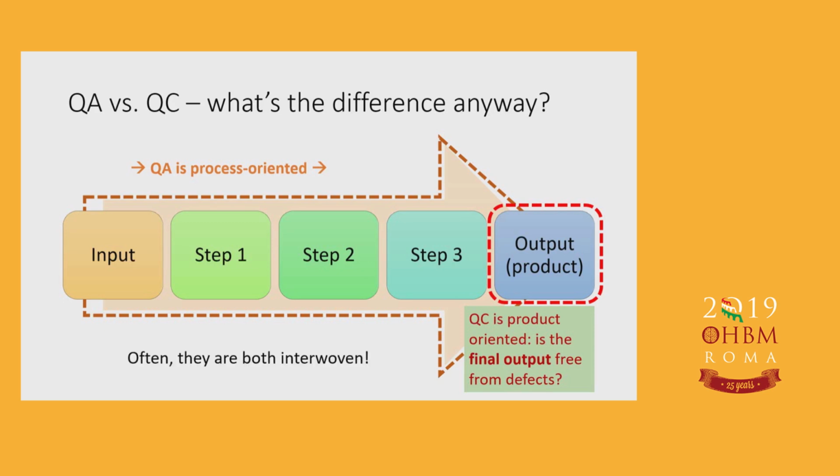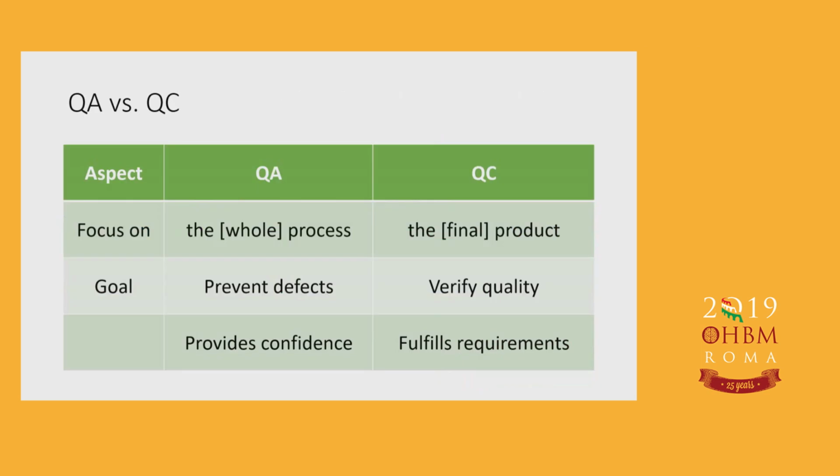Sometimes, often, they are both interwoven in the way they are implemented, but it's still good to keep the difference in mind. So the focus of QA, like I said, is on the whole process, whereas for QC, it's on the final product. Whereas QA tries to prevent defects, QC tries to verify quality. Right, so that's the big difference.